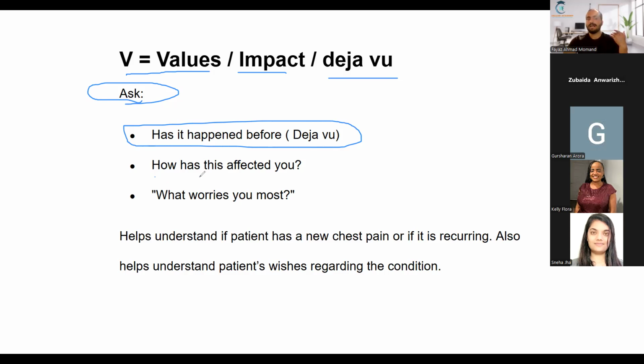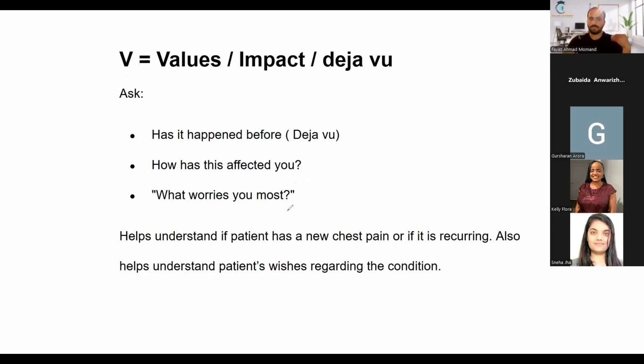Ask about how it impacts them, or how has this affected you? Is it affecting your work or school? Usually this question is for things that are more chronic. For acute pains, you can still ask, but I would skip it personally. And value, what does the patient value the most? What worries you the most? What do you want to get from this appointment? What is most valuable to you right now? Patient would say, I just want to live. I just want the pain gone. I just want to know what's going on.